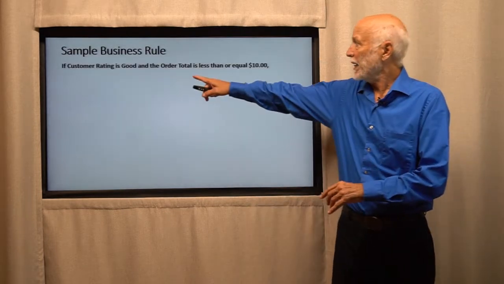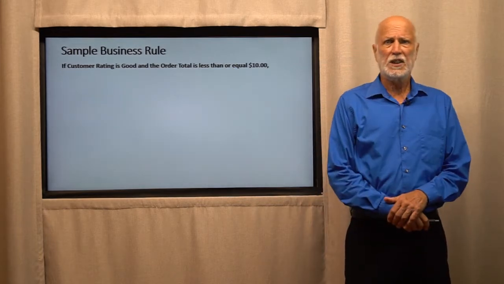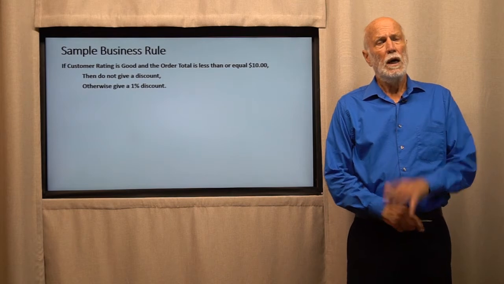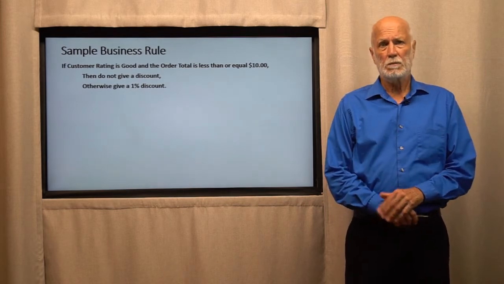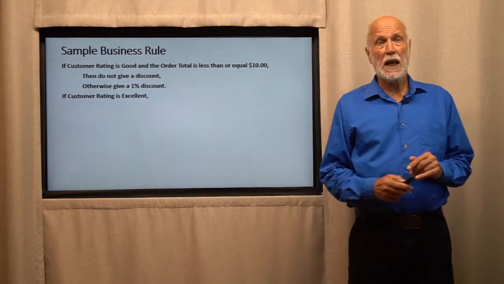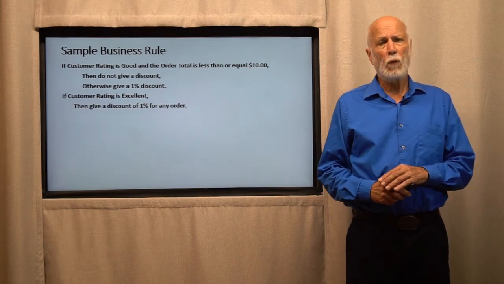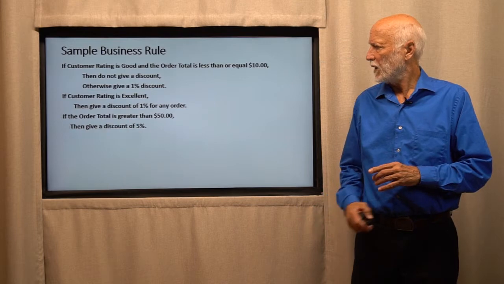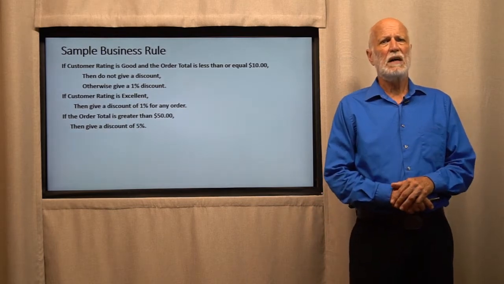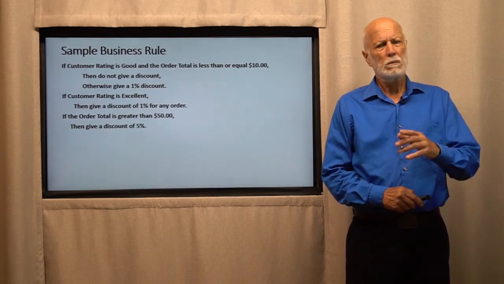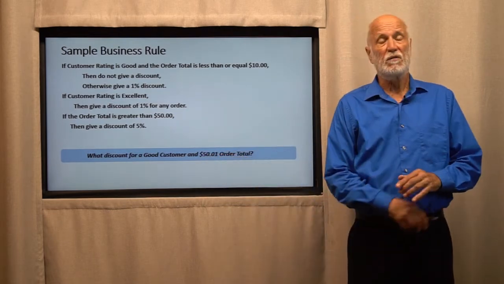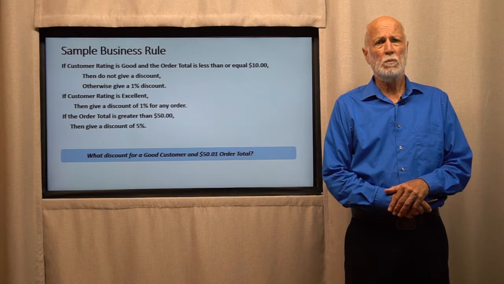If the customer rating is good and the order total is less than or equal to $10, then do not give a discount. Otherwise, give a 1% discount. If the customer rating is excellent, then give a discount of 1% for any order. And finally, if the order total is greater than $50, then give a discount of 5%. I have a question. What discount should there be for a good customer and a $50.01 order total?